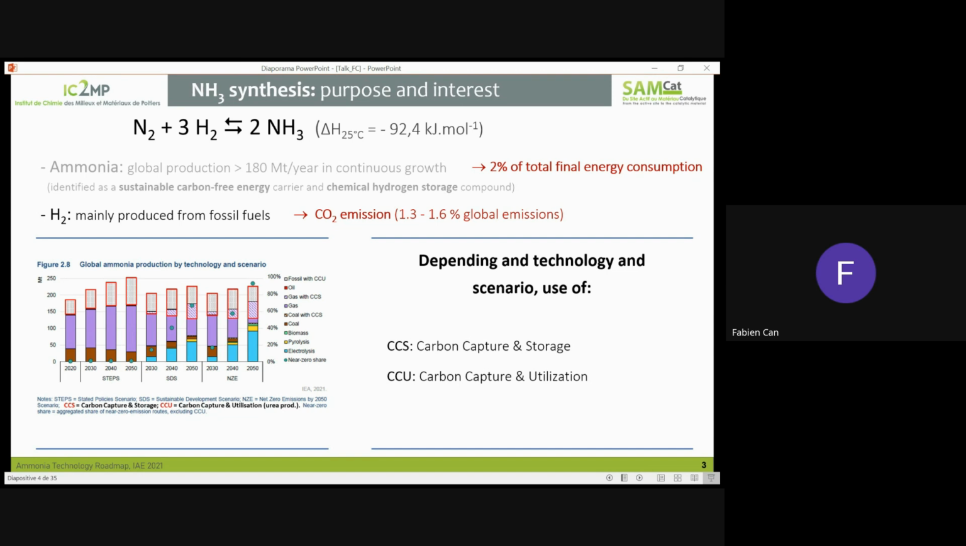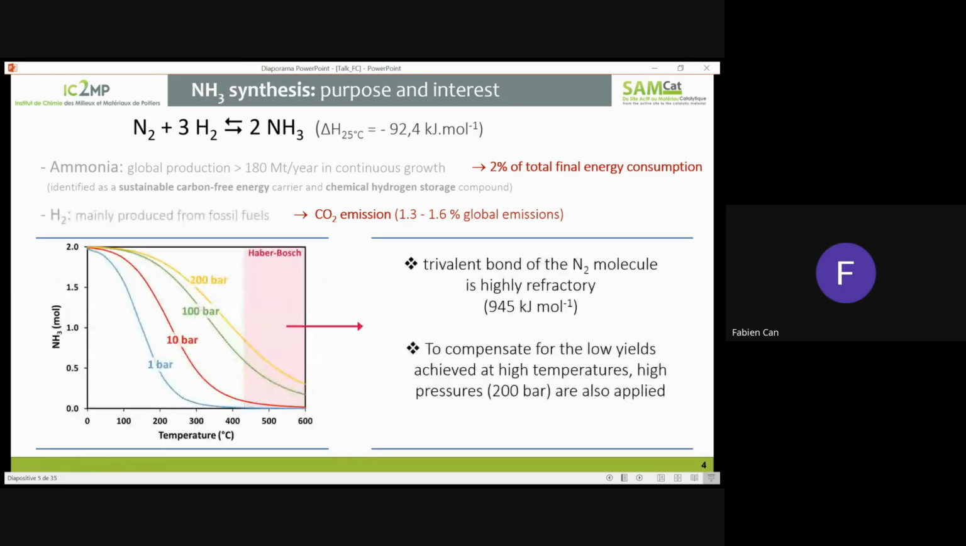You can see here a graph from the ammonia technology roadmap, that depending on the various scenarios you can imagine, you always have to deal with carbon dioxide emission. So you can use some carbon capture and storage unit or carbon capture and utilization. But the main goal is also to have better catalysts.